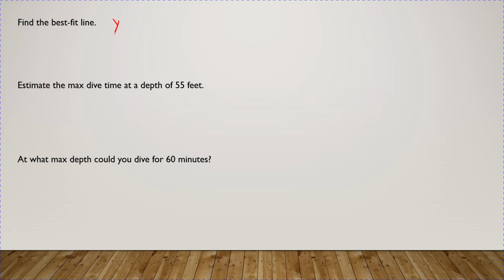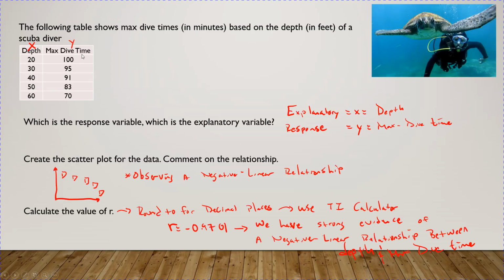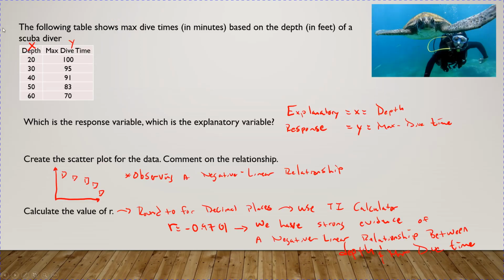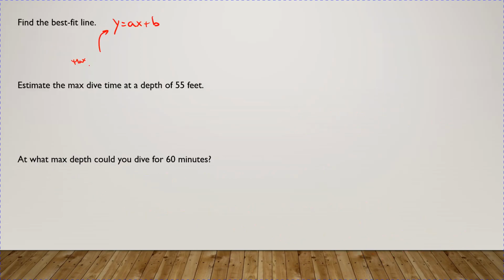So this is that y is equal to ax plus b. And just so we're clear, what's going on here? y is your max dive time, and x is your depth. So y is equal to, and again, you're going to use the TI calculator. Always, always, always.